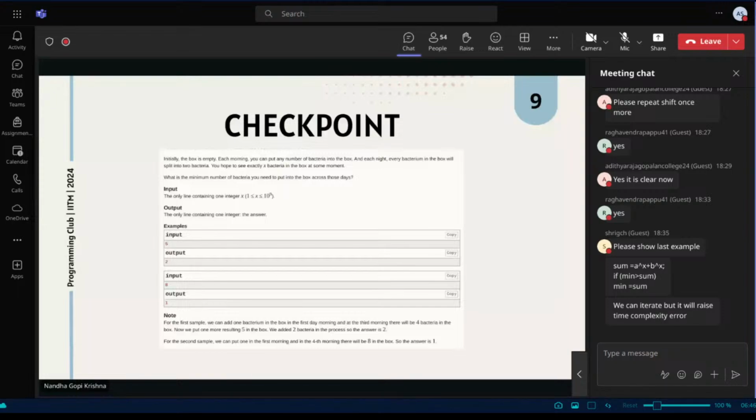In the second example, I want to see 8 bacteria. So I simply put 1 in the first morning, and by the fourth morning, it will be 1 into 2 into 2 into 2, so 8. So output the answer, that is the minimum number of bacteria you will need to add to the box across the days. Is the question clear?